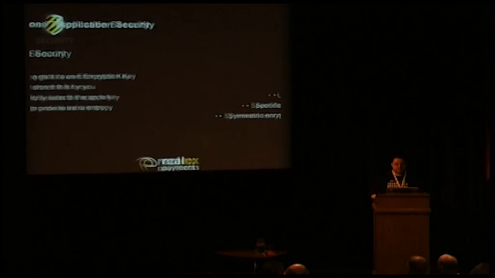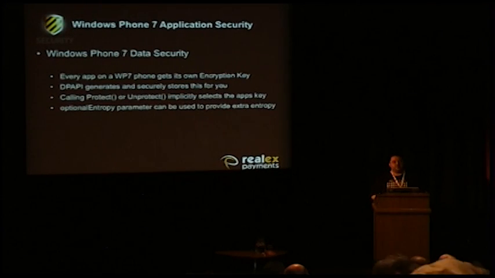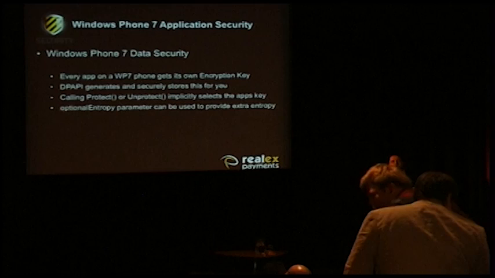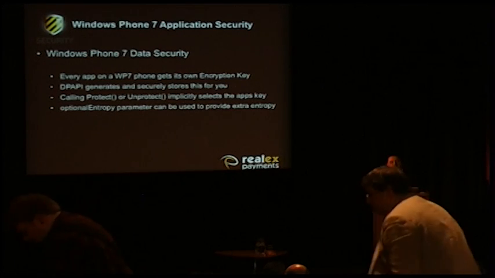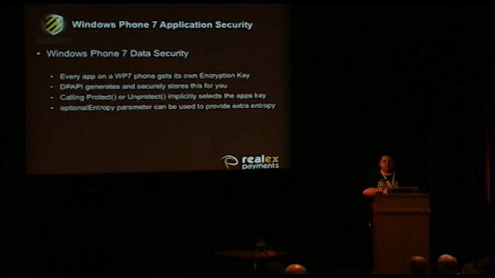Because what the Data Protection API does for you is it takes care of key management. You don't get anything like the keychain that you have in iOS, and you don't get anything like that on Windows Phone 7. But if you use the Data Protection API, you kind of do, because it will generate keys for you and securely store them. When you're writing code to do encryption and decryption, you don't have to know the key name or its location. All you call is the Protect or Unprotect method, and the Data Protection API takes care of calling the right key for you.